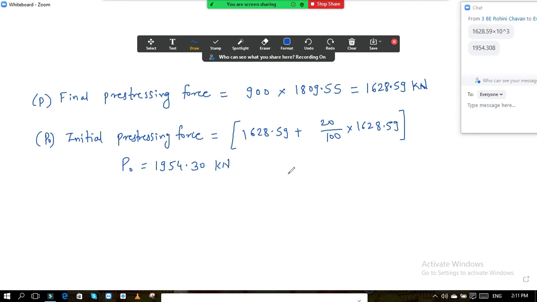Okay, so now what was the area of concrete which we have provided?